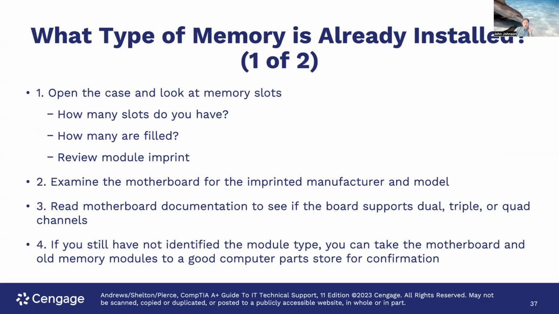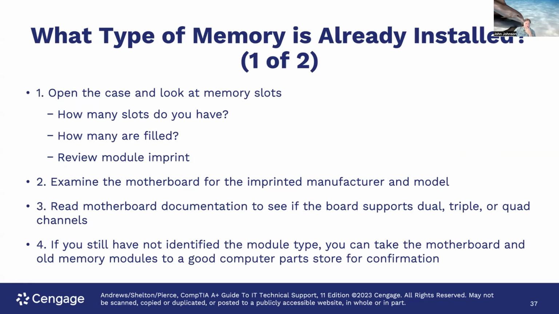So if you're going to try to figure out what you've already got installed, first of all, you can look in your operating system and see how much memory you've got in there. But if you want to see specifically what types, open up the case and look at your memory slots. How many slots you have is an important thing. You should know that from your documentation. And then how many of them are already filled. So you're going to review the module imprint.